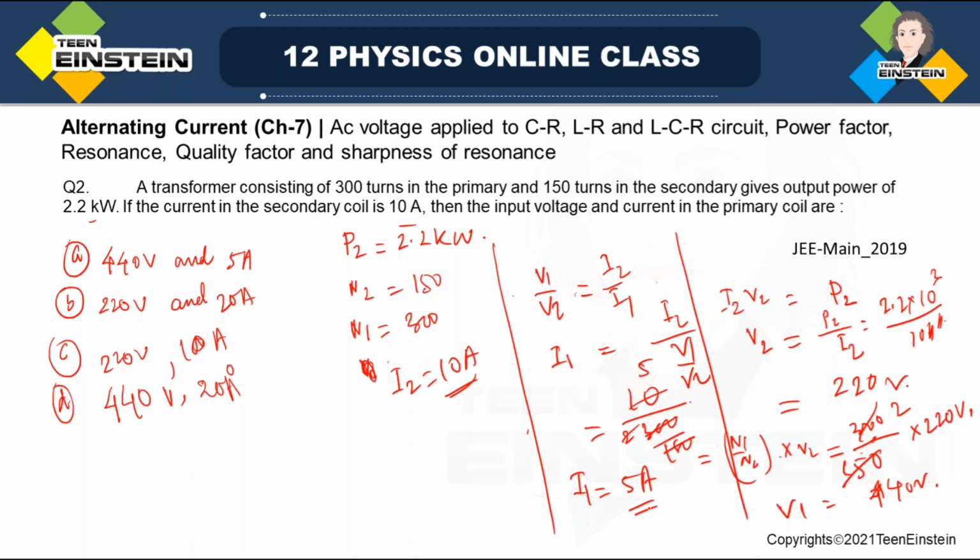So in this problem we had to calculate V1 and I1. V1 is the input primary voltage and I1 is the input current. That is what you have to calculate. So let us move on to the next.